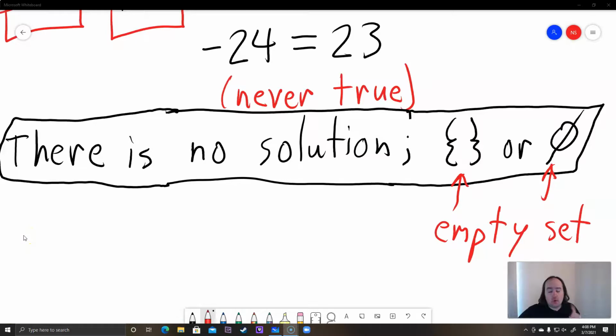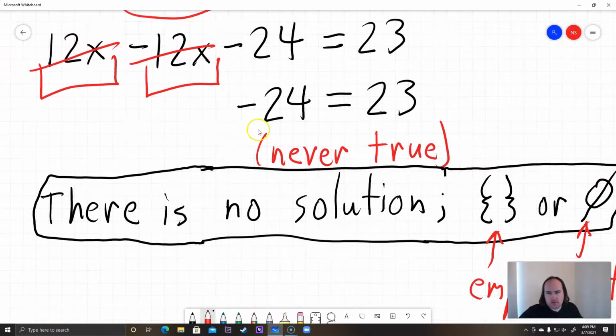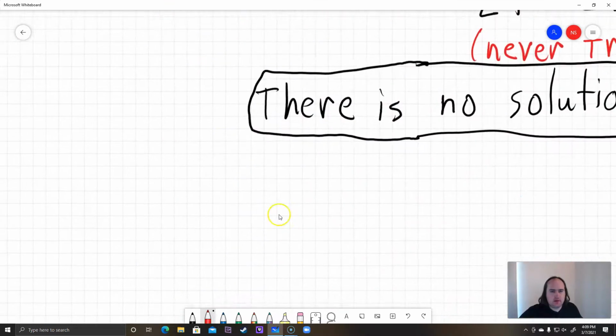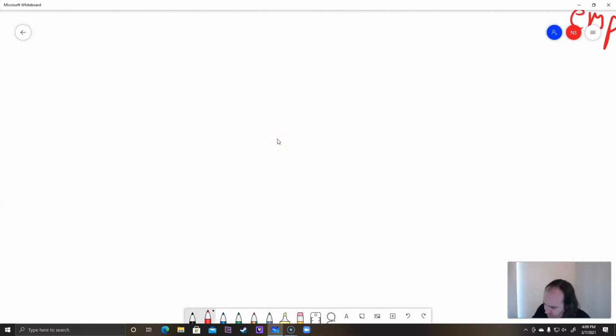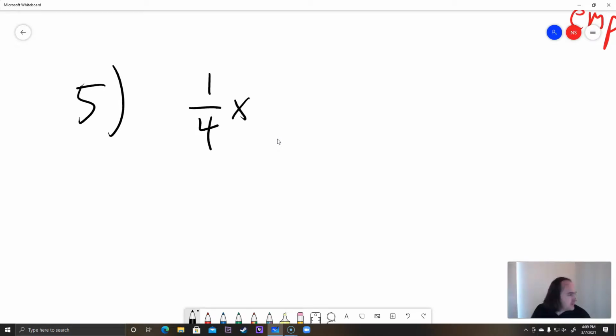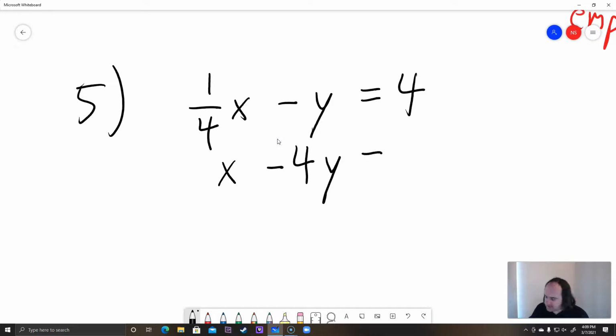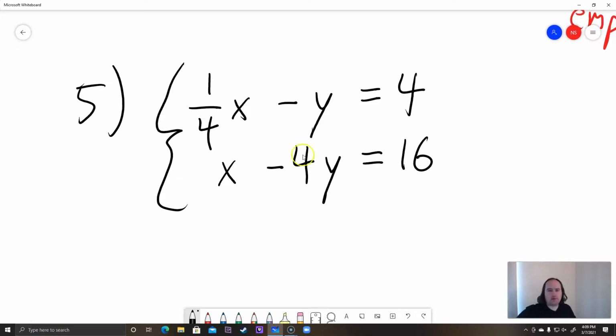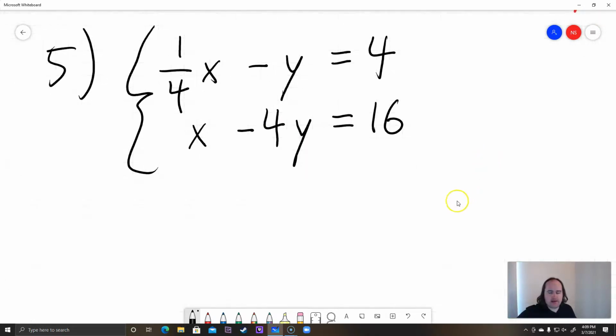Okay, so one more example. This is going to be basically the hardest one on your homework because it's the only one that starts with a fraction. So this is going to be example number 5. Example number 5 is 1/4 x minus y equals 4, and then x minus 4y equals 16. So 1/4 x minus y equals 4, and x minus 4y equals 16.